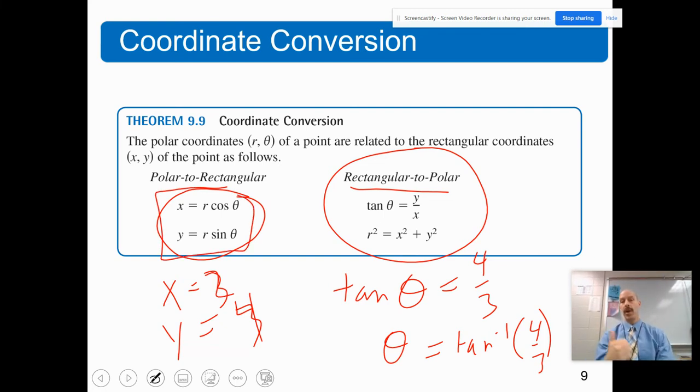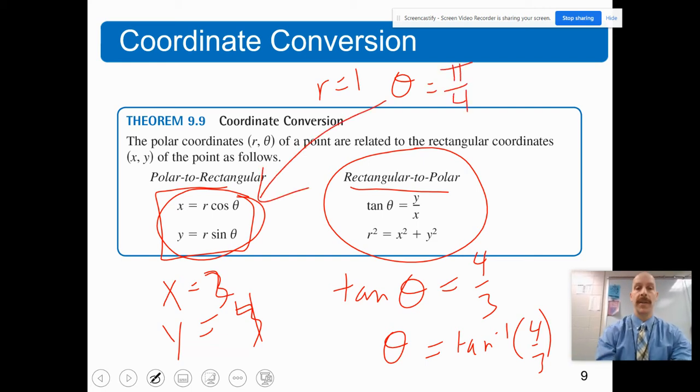So you would know what r is and you would know what theta is. So then to find x, let's just say r is 1 and theta is, let's keep it super simple, pi over 4. You can plug those into this. In other words, 1 times the cosine of pi over 4, that'll tell you what x is. And then same thing for y.